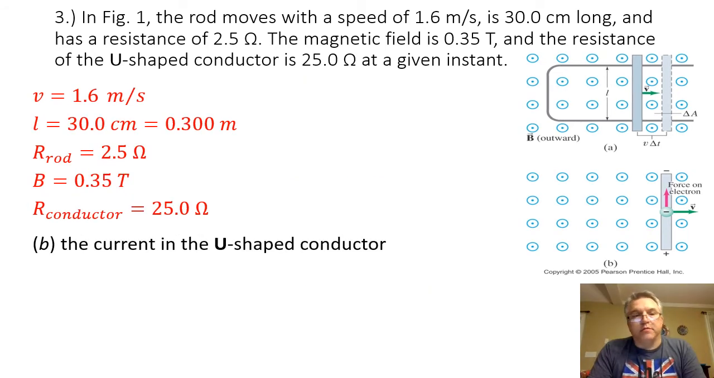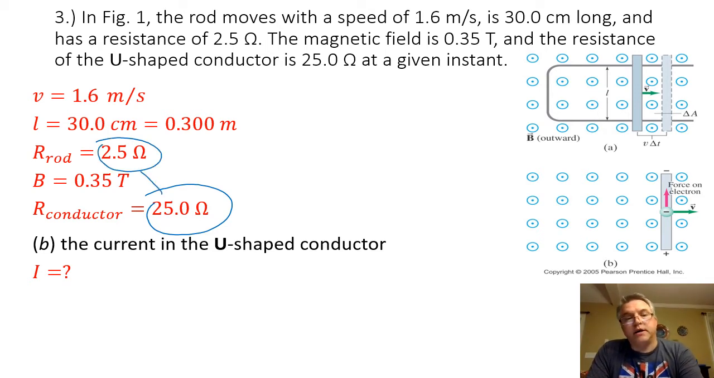Part B of problem 3 asks us to find the current in the U-shaped conductor. So we're looking for current in this part of the problem. I found the induced EMF in the first part of the problem. It's 0.168 volts. And I know the resistance: the conductor at 25.0 ohms and the rod at 2.5 ohms. I'm going to need to combine these two resistances together, and now I have the resistance and the EMF, I can use Ohm's law to find the current.